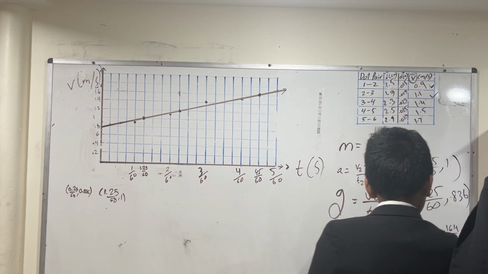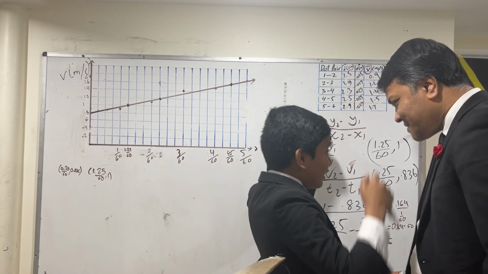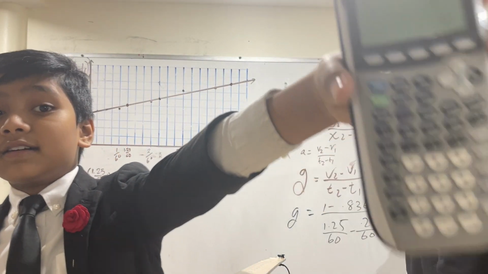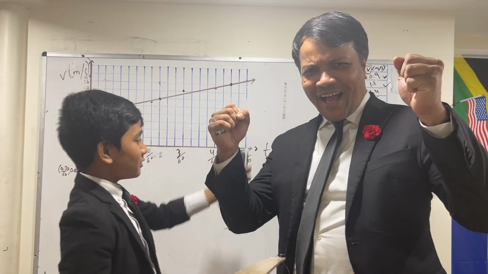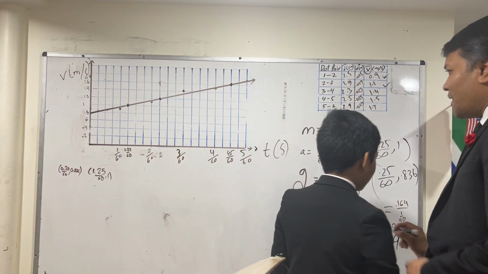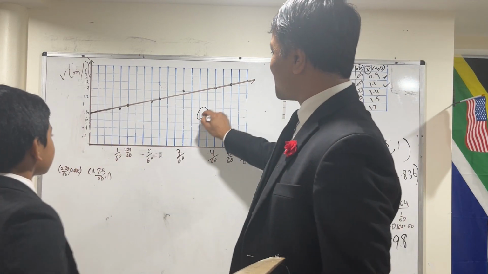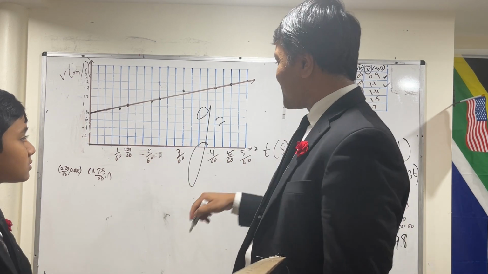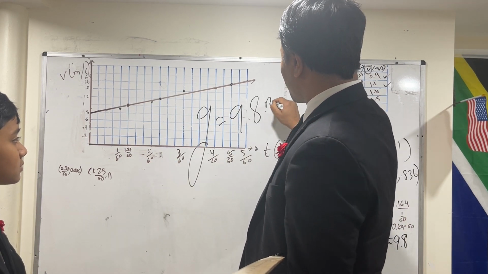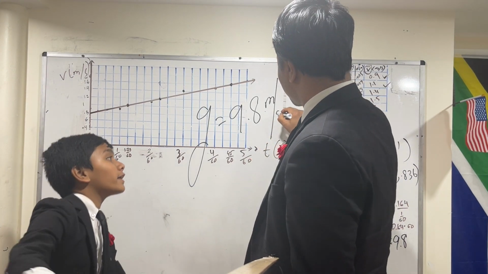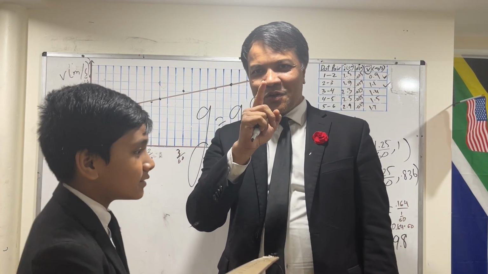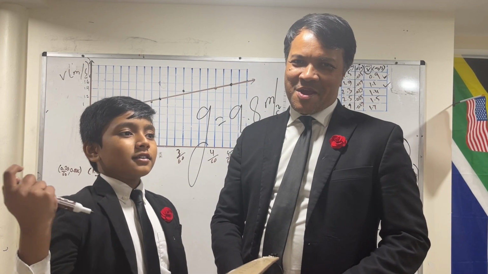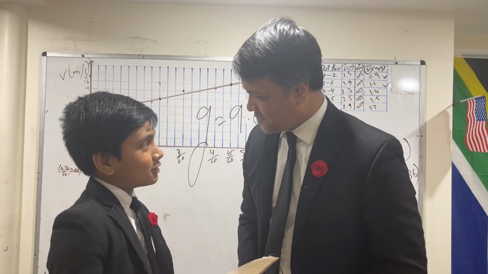How much is that? Let's see. 9.84! Wow, 9.84. Look at that! 9.8. So acceleration due to gravity, or the slope of this velocity versus time graph, is 9.8 meters per second squared. Alright, do not compromise with the acceleration due to gravity, because that's what keeps you to the ground.